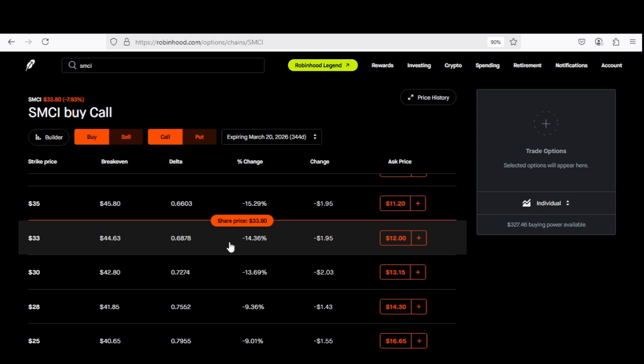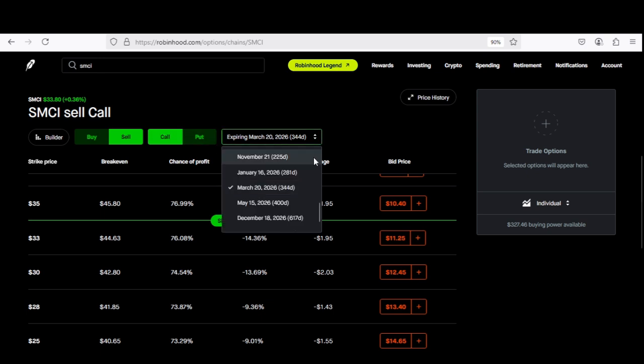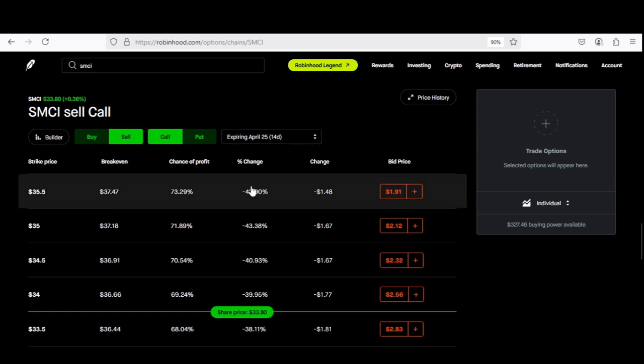Now that you have a LEAPS option in your portfolio, this is how I use LEAPS options in order to make consistent income. Now we're going to be selling covered calls against our LEAPS option. Selling covered calls is another option strategy that allows you to use your LEAPS option to generate income. So in order to do that, you simply go to sell and call, and then you choose a strike date, but this time you're going to choose one that's a lot closer.